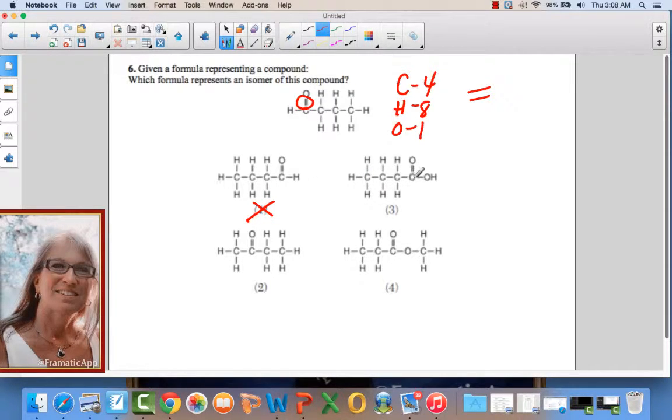4 C's, 8 H's. This has 2 O's though. 4 C's, 8 H's, and an O, and a double bond. And it is not the mirror image of that, so there's my answer.